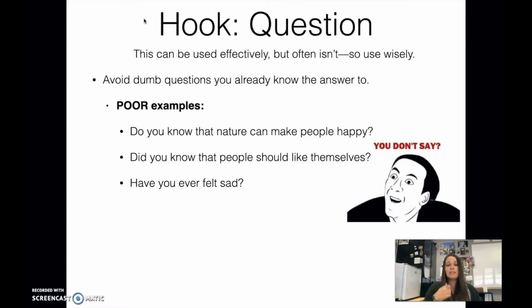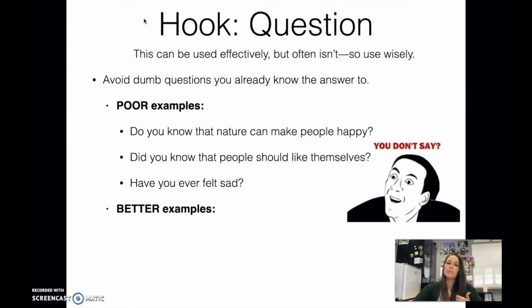Also, if you notice, the first two, actually all three of them, are yes or no questions. Do you know that blank? Yes, I know. Did you know that blank? Yes, I know. Have you ever felt sad? Yes. Those are all yes or no questions, and so it really is just a quick response.